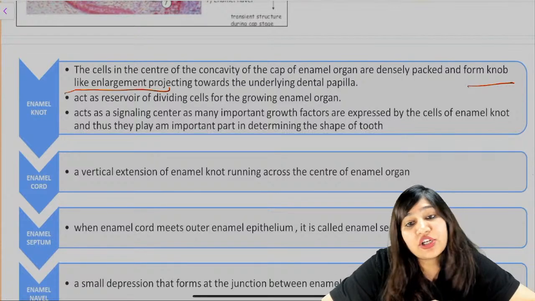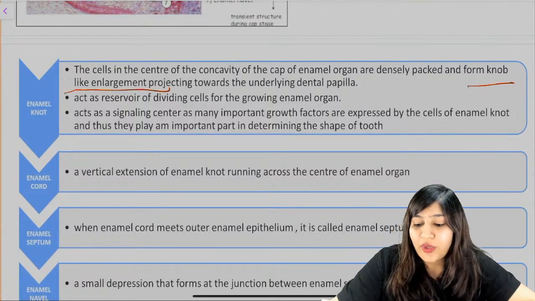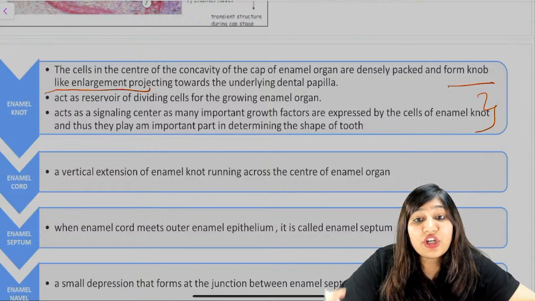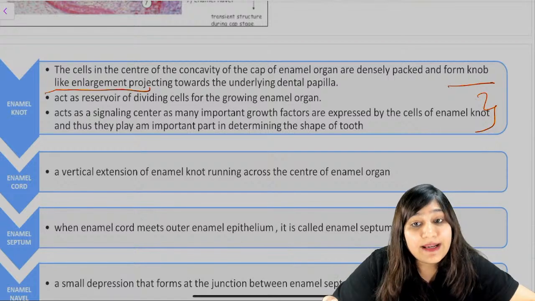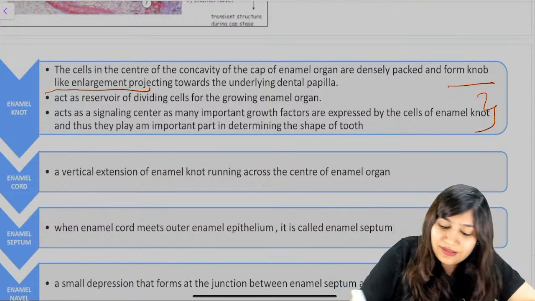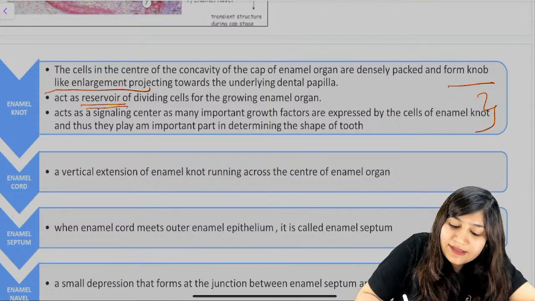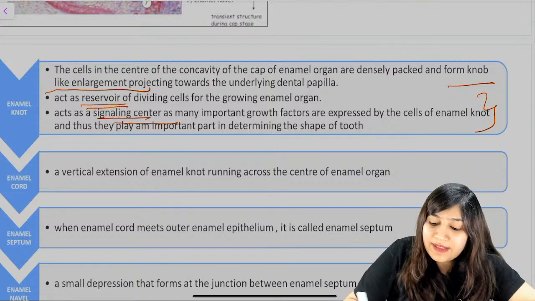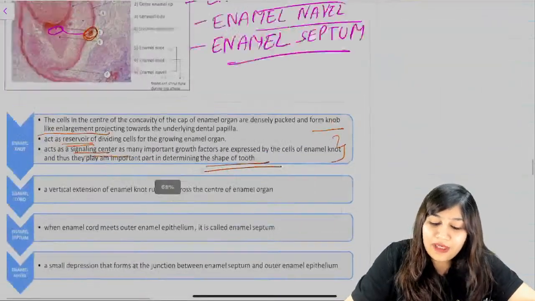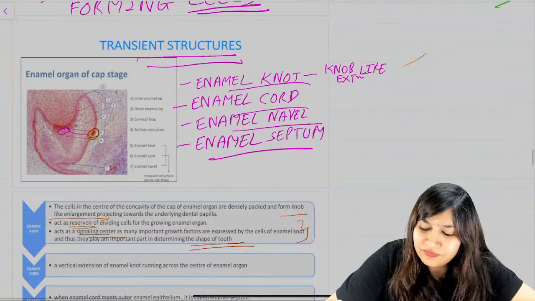Now what is the function of enamel knot? This is an important MCQ question. It was asked in one of your NEET exams. Function of enamel knot: it acts as a signaling center. It acts as a reservoir of dividing cells, and plays an important role in determining the shape of the tooth. So basically enamel knot has 3 functions.